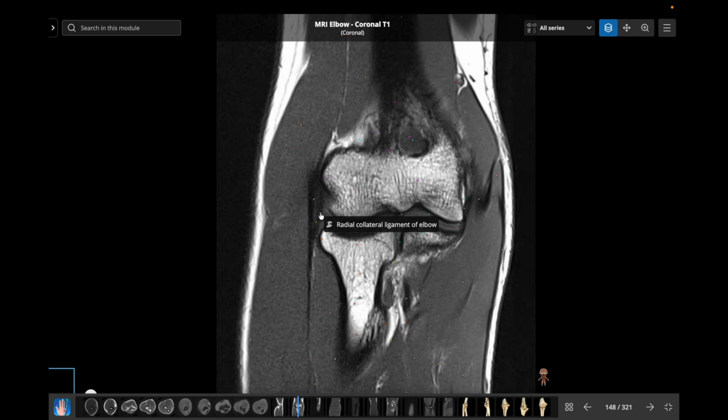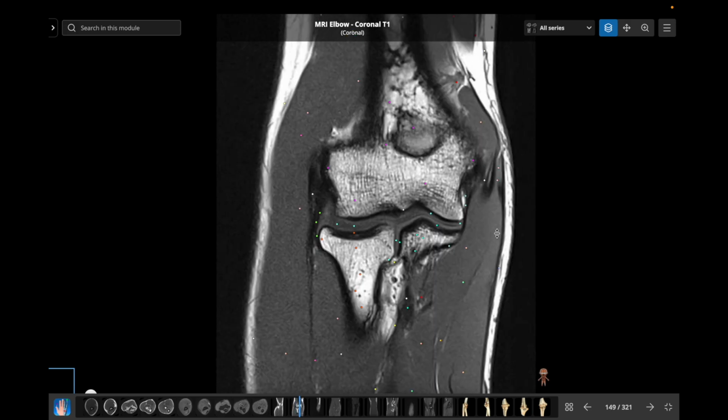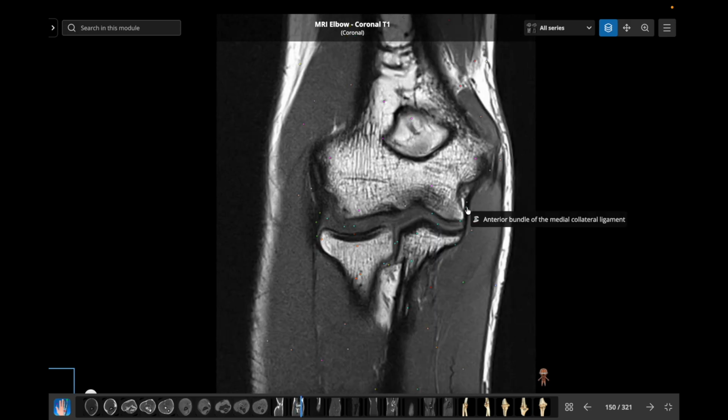This is what the collateral ligaments look like. This is your radial collateral ligament between the humerus and the radius, and then you've got your ulnar collateral ligament here, which has different bundles. But yeah, ulnar or medial collateral ligament. This is what they look like. If they point to a black structure which is deep to the tendons, remember ligaments are often deep to tendons, then it would be your radial and ulnar collateral ligaments.